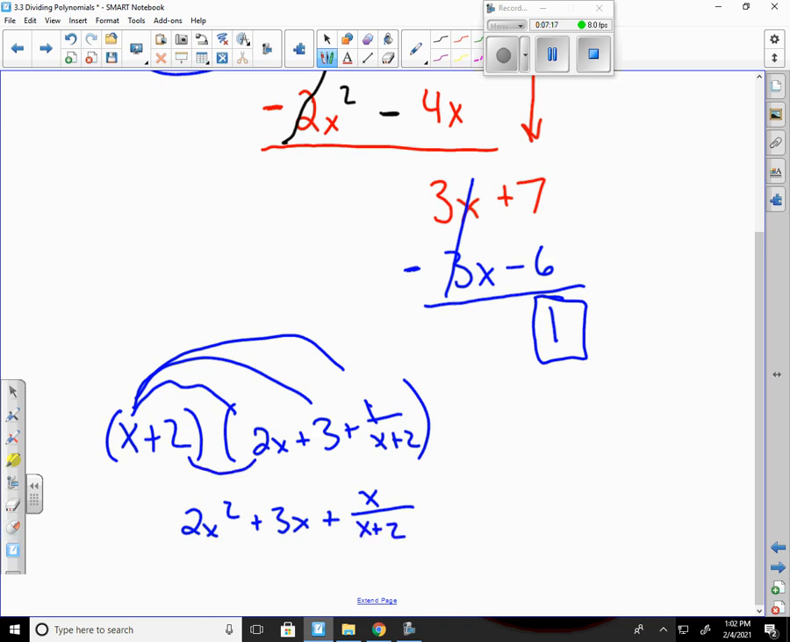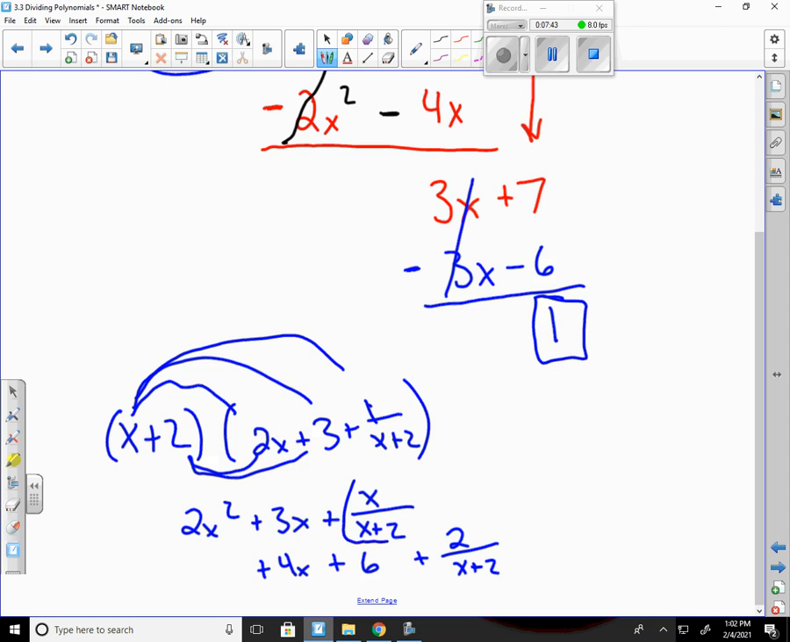Now I distribute the 2. 2 times 2x gives me 4x. 2 times 3 gives me 6. And 2 times 1 over x plus 2 gives me 2 over x plus 2.